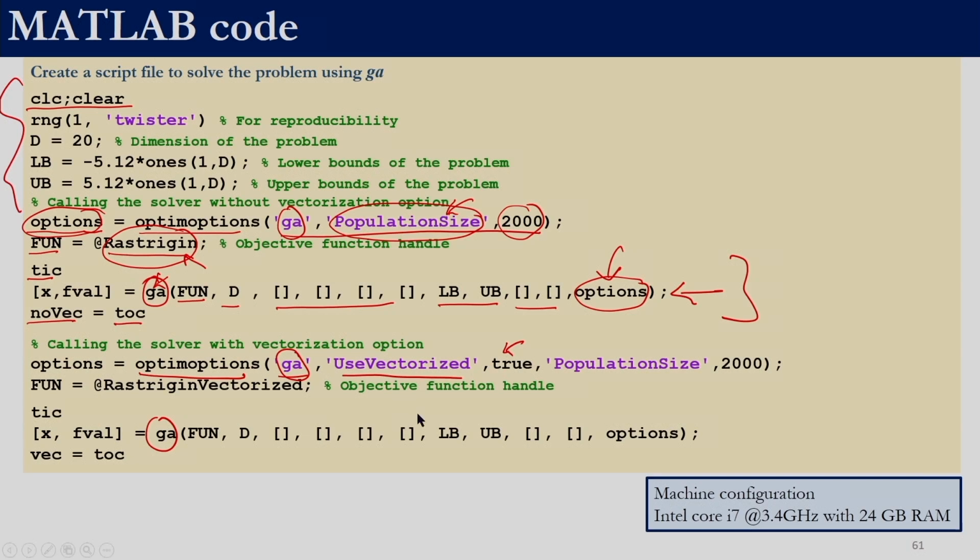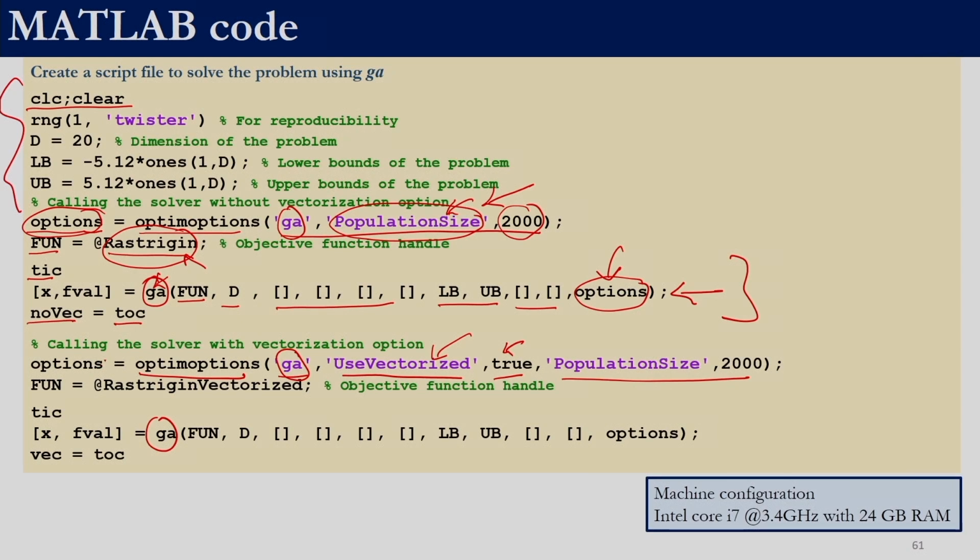In this case, every time GA wants to access the objective function, it will send all the solutions together. In the previous case it sent the solutions one by one; in this case it sends all the solutions together, because we have used the option UseVectorized and given true. Since we used a population size of 2000 earlier, we also use a population size of 2000 over here.